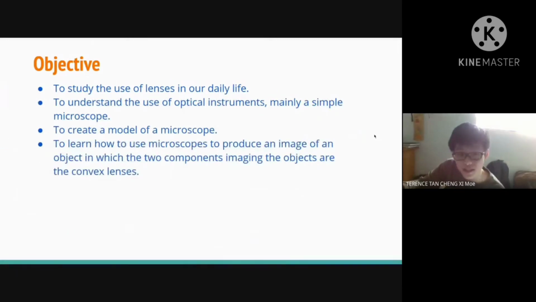Our objective is to study the use of lenses in our daily life, to understand the uses of optical instruments, mainly a simple microscope, to create a model of a microscope, and to learn how to use microscopes to produce an image of an object in which the two components imaging the objects are the convex lenses.